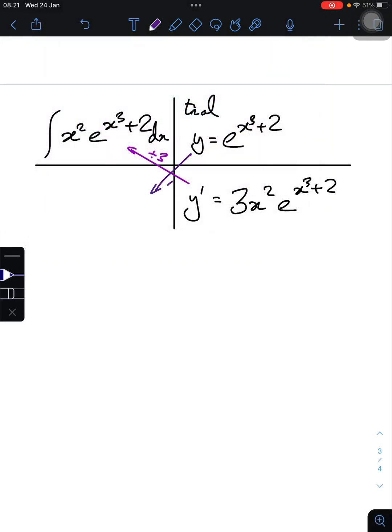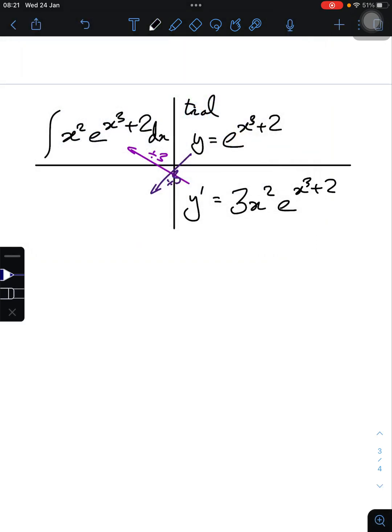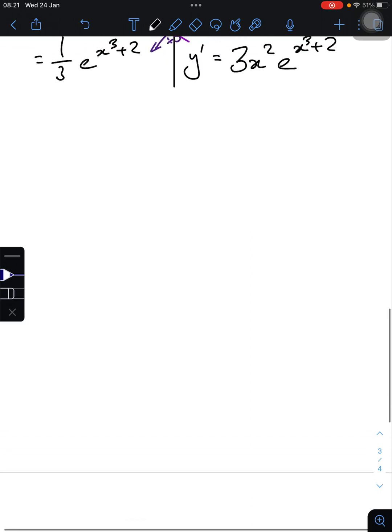And so therefore I need to divide this by 3. And so dividing that by 3, I would get 1 over 3 lots of e to the x cubed plus 2. That would be my example. Let's pick a few more as we go.